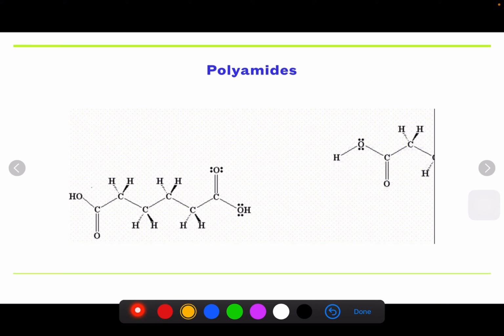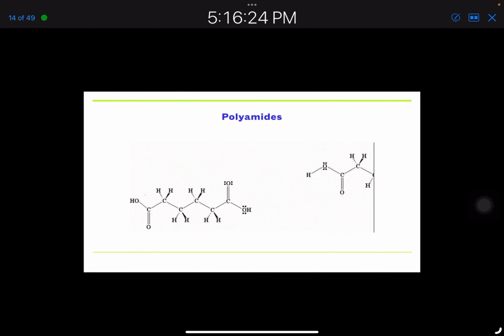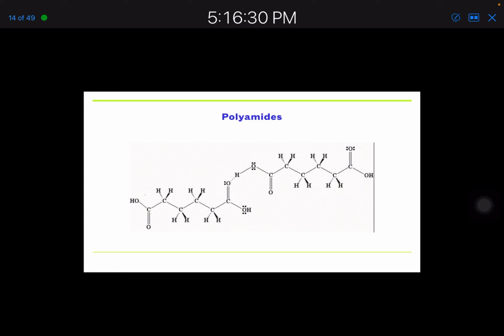This is for if we need more examples, but I think I already mentioned it before, so no need. So we can go to the polyamides, or usually we call them by the trade name nylon. We can see how it goes.